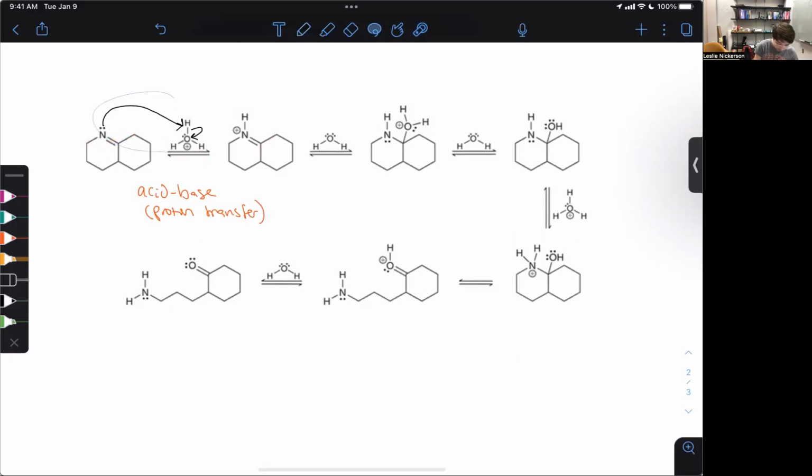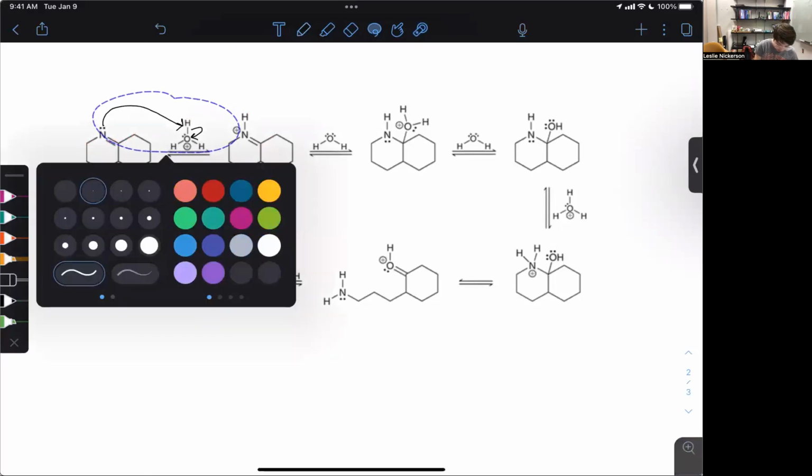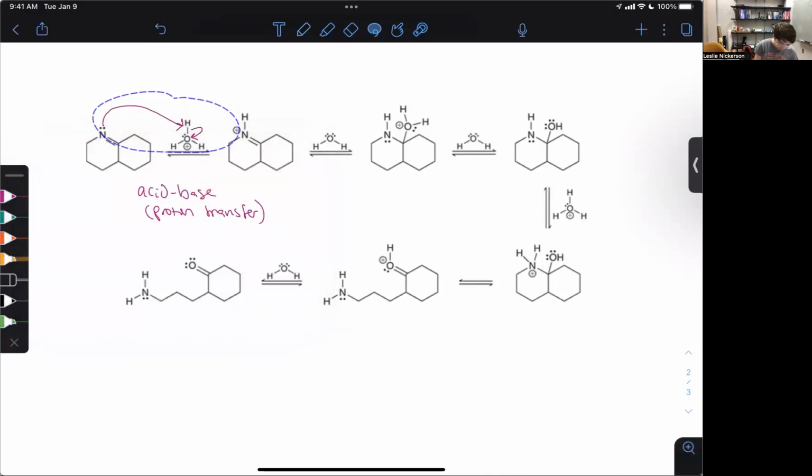And I'm going to do these in a different color, sorry. Okay, so we have that happening. So now we've got our conjugate acid and we have water. Water is our conjugate base. The protonated imine, which is now an iminium ion, is our conjugate acid. So now it's saying we're adding the water in, okay? So the water is going to do a nucleophilic attack.